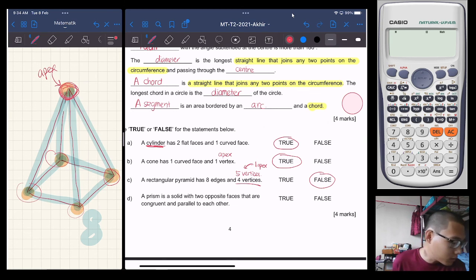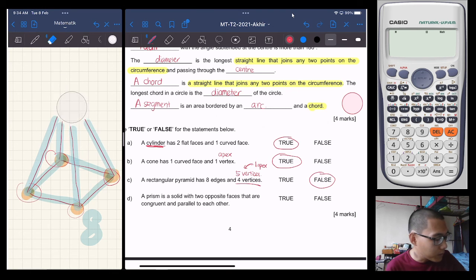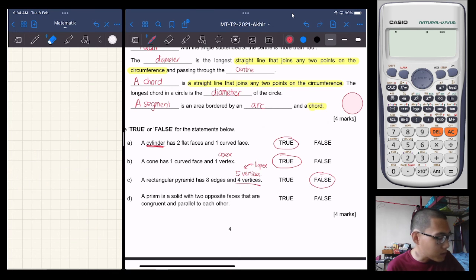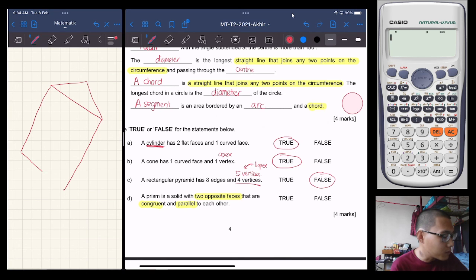Okay, so let's continue. Or D. A prism is a solid with 2 opposite faces. There are some important words, 2 opposite faces. They are congruent and parallel to each other. So let's understand what it is. A prism actually is a solid. Let's say we draw this one, a rectangular prism, and then this is a triangular prism. Why do we call it a triangular prism? Because we have this base, the base is a triangle, right? Triangle.